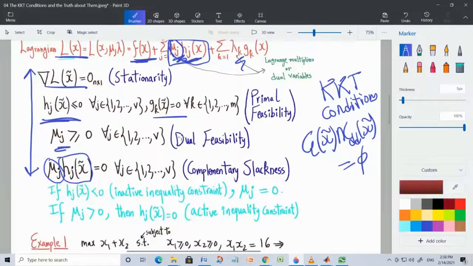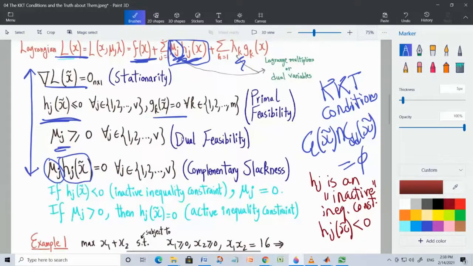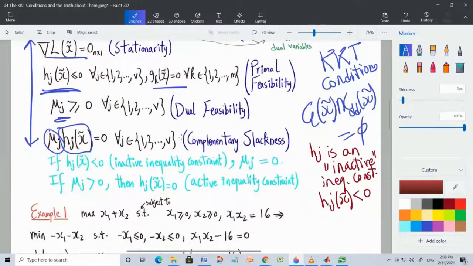So let's remind ourselves of what happened on the previous page. Basically, if h_j is an inactive inequality constraint, it means that h_j(x̃) is strictly negative. And remember, those guys were not in our initial expression. We said we introduced them, coupled with μ_j that is 0.